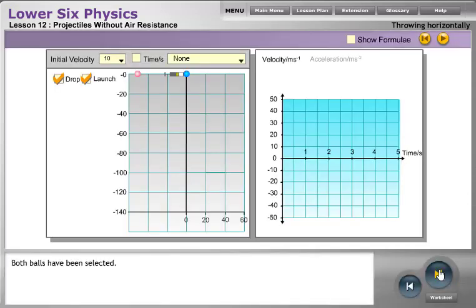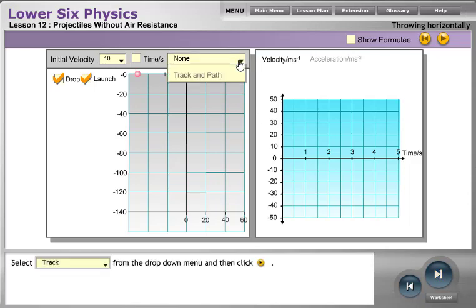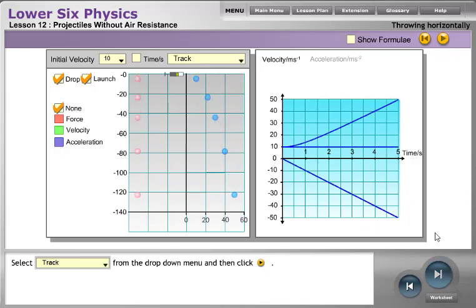Both balls have been selected. Select Track button from the drop-down menu and then click Start. How can you tell that the blue ball moves at a steady speed horizontally? Answer: the horizontal spacings between the images of the ball are equal.